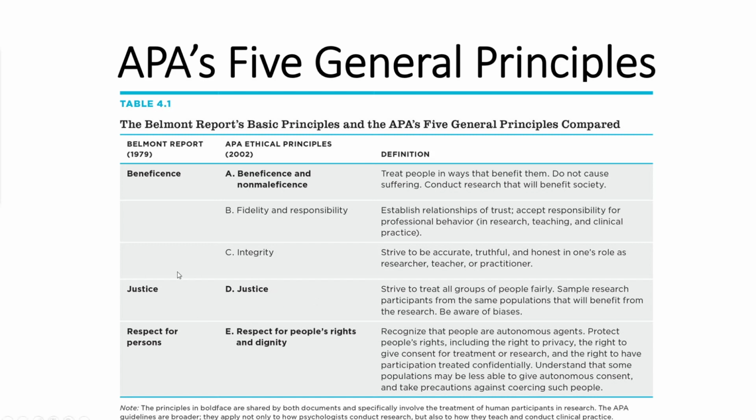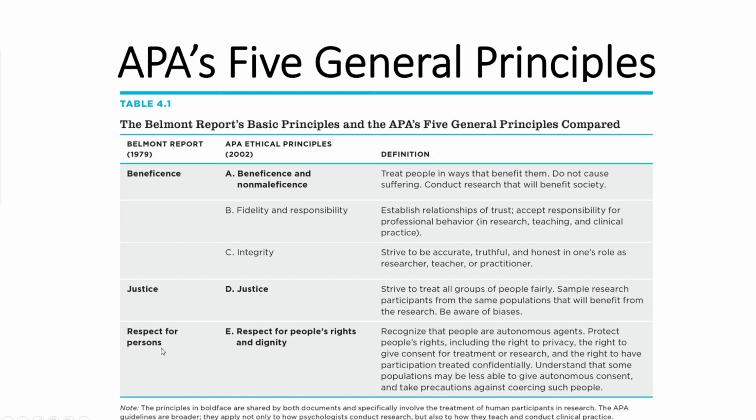For justice, the next one shared between the two, is that same idea of striving to treat all groups fairly. So your research participants should come from a sample of the population that can suffer from whatever you're looking at. So you have to be aware of biases. You can't target any one particular group and make them bear all of the risks of being a participant. So everyone gets treated equally in research.